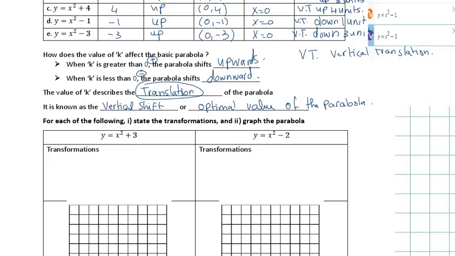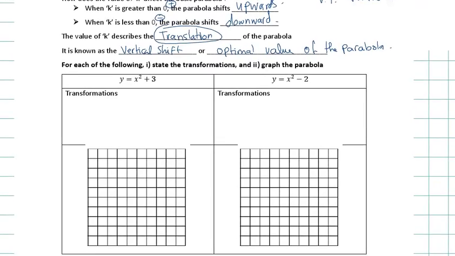Okay, so let's look at the two equations that we see there. So we have state the transformation and then we have to graph. So what kind of transformation do you see here? Vertical translation, 3 units up. You see how I'm saying it? You have to write it. Okay, I'm looking for that vocabulary. So it's called vertical translation, so VT, 3 units up, or up 3 units, doesn't matter which way you want to write it.